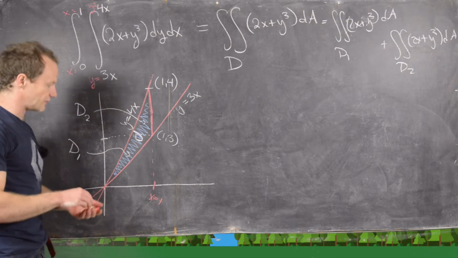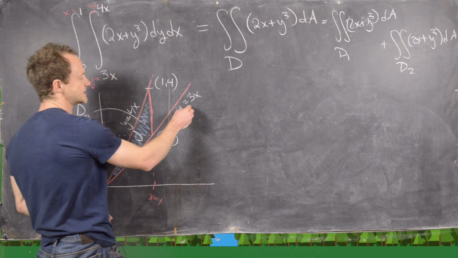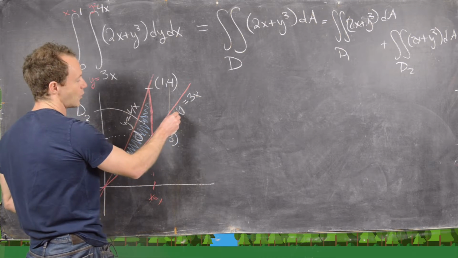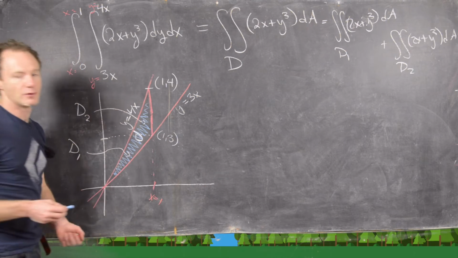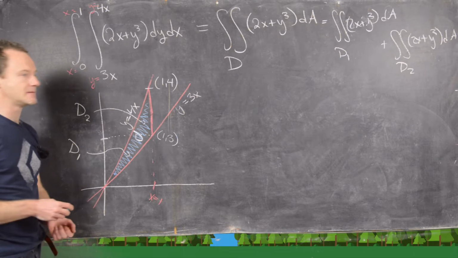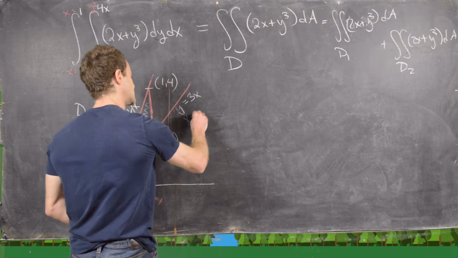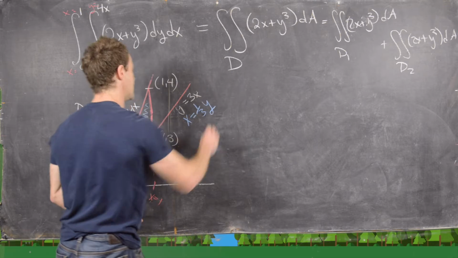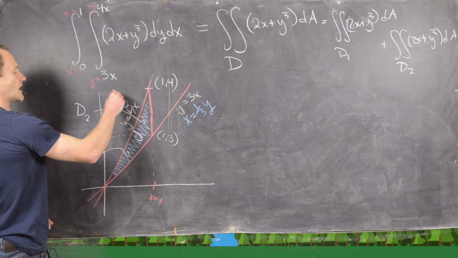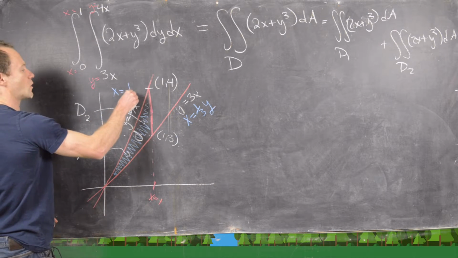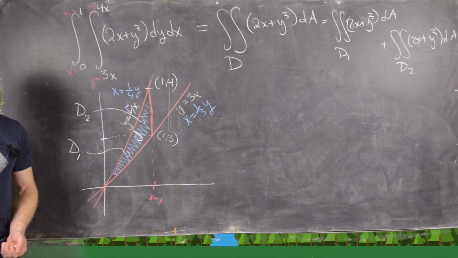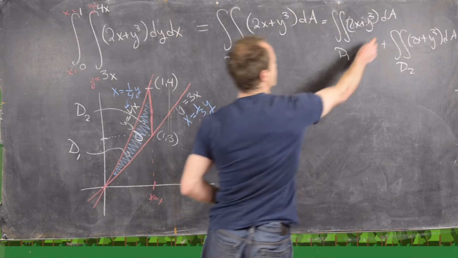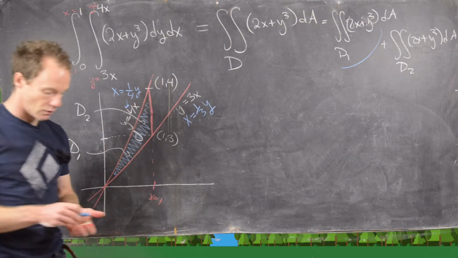But in order to do that, what we'll need to do is change these functions. Instead of y being a function of x, we will want x to be a function of y. So we can write this as x equals 1/3 y. And then over here, we can write this as x equals 1/4 y. Okay, great. Now let's go ahead and focus on this first integral, this D1 integral.